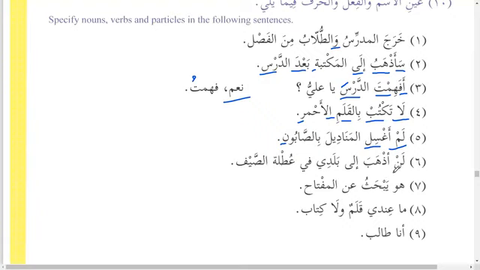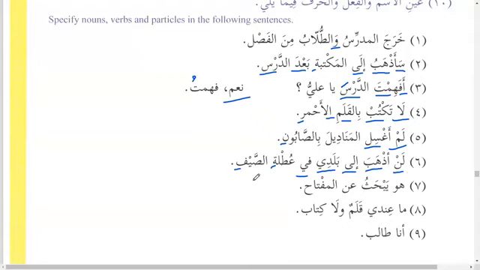Harf of nasab. Yes, it's a harf nasab and also harf nafi for the future. أذهب، فعل. إلى، بلدي harf. بلدي مضاف إليه and اسم. في، harf jar. عطلة الصيف مضاف إليه, again ism. Okay, so what's the translation? لن أذهب إلى بلدي في عطلة الصيف.